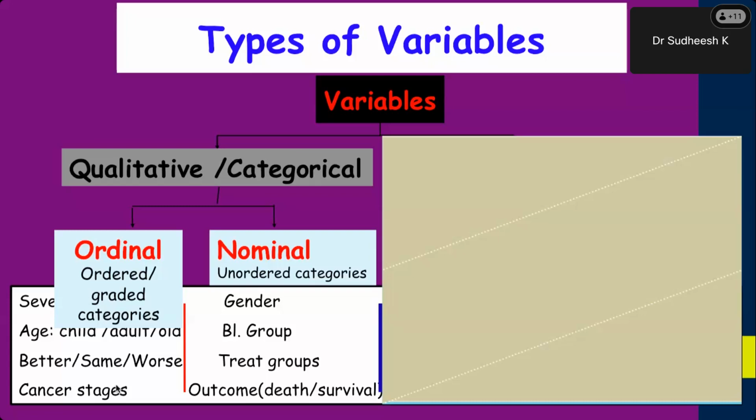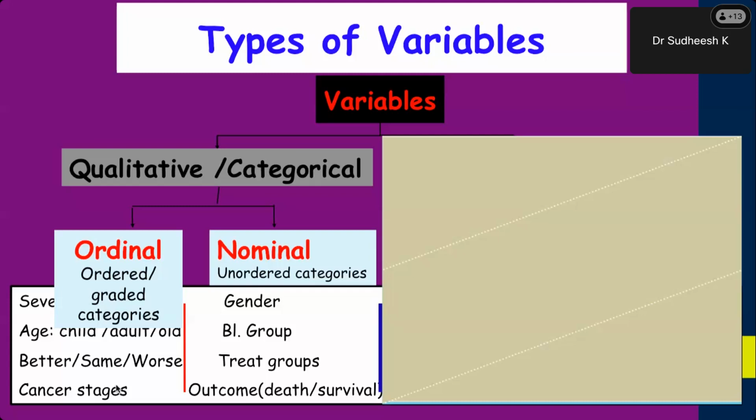Likewise, death, survival, all these things are considered nominal. Nominal means they are just represented by numbers which are of equal quality, equal respect, or equal strength. Now coming to the other side, we have ordinal data. Ordinal data are classified, or basically ordered or graded categories.